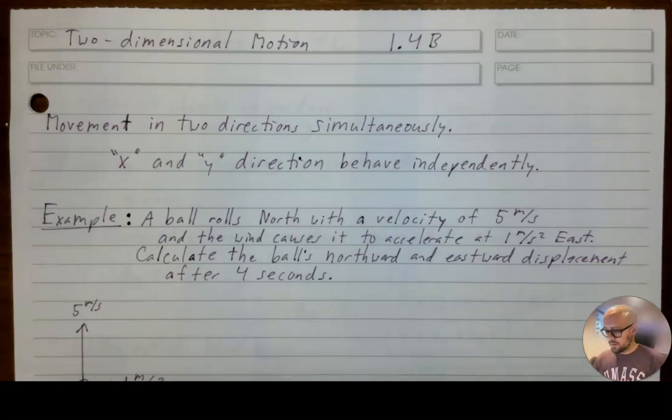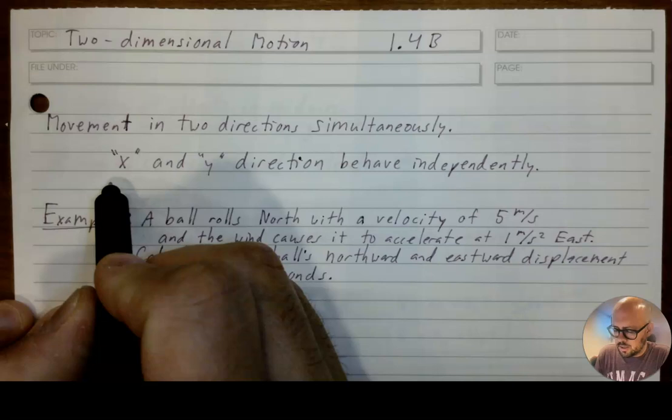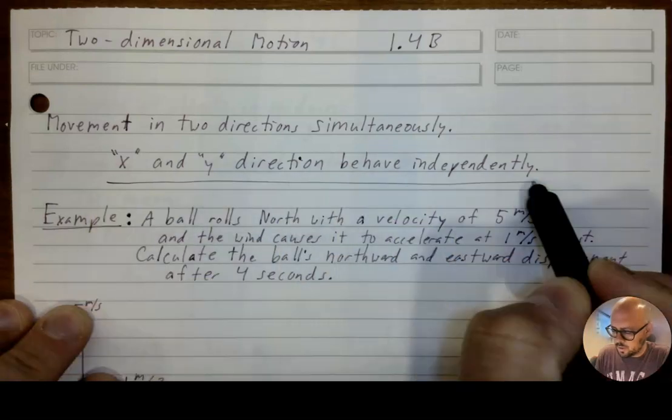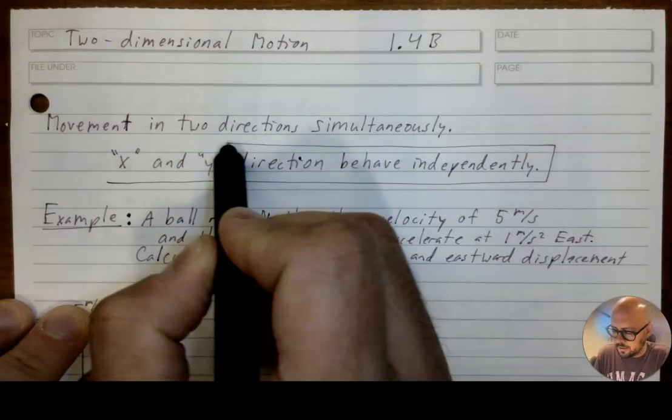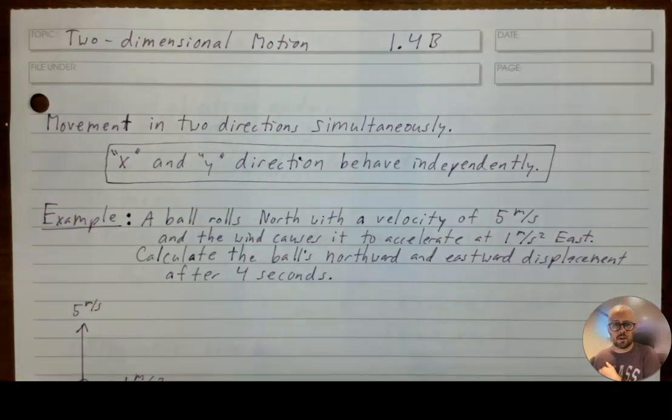The most important thing about two-dimensional motion is this idea: the x and y direction behave independently. I'm going to do a demonstration in class to help show you this, but physics works much more easily if we separate motion into two dimensions separately, so the x direction and the y direction. And so the reason that you did the trig in the previous video is so that you know how to separate motion into two directions simultaneously.